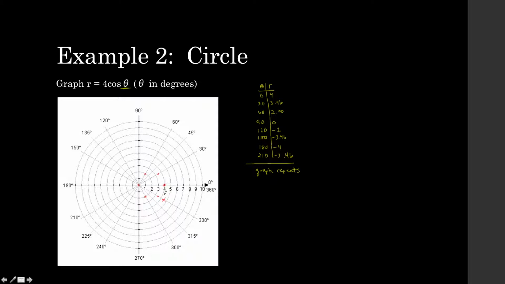Don't look at that one. All right, so 180, -4. Well, this is positive 180 over here. -4 would be back right here where we started. So see, we're starting to repeat.